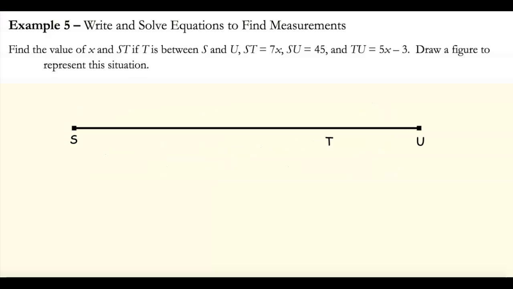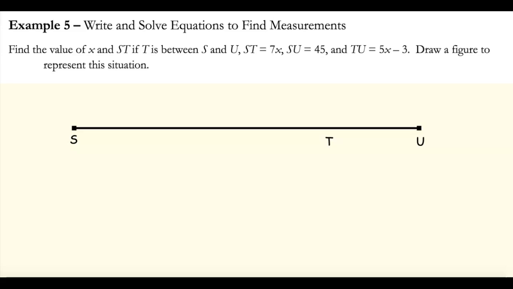All right, we're moving on to the last part of the notes, 1.2 part 2. In this section, we're going to be looking at how we use algebra to solve problems in geometry. So here it wants us to find the value of x and st if t is between s and u.